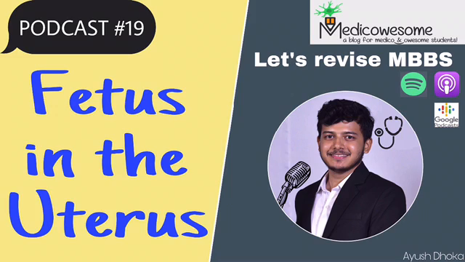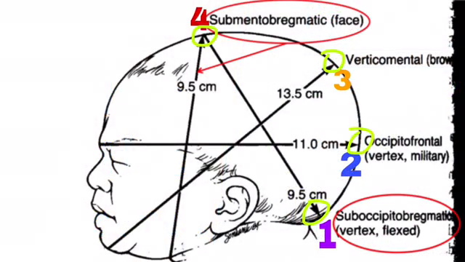Now let's talk about various attitudes and the various diameters involved in different attitudes. Mainly we have 4 attitudes. The first one is well flexed, then deflexed, then partially extended and completely extended.